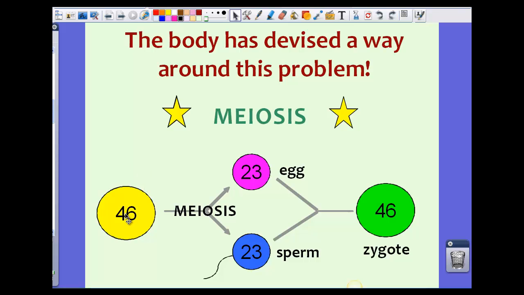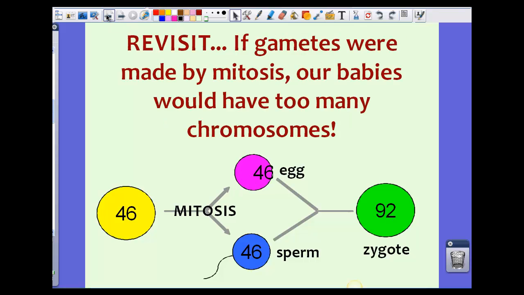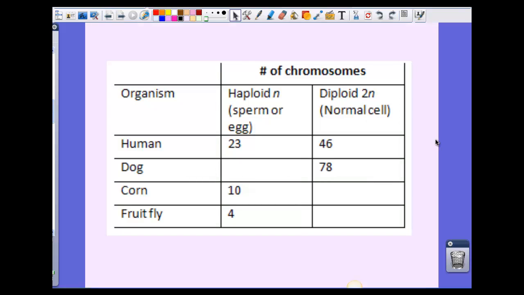So in this case, 46 chromosomes would be diploid, 23 would be haploid. When 2 haploid cells come together, it creates a zygote, and that's our little baby. Now we have 46. Now to go back in your notes, you actually have a chart that looks like this.